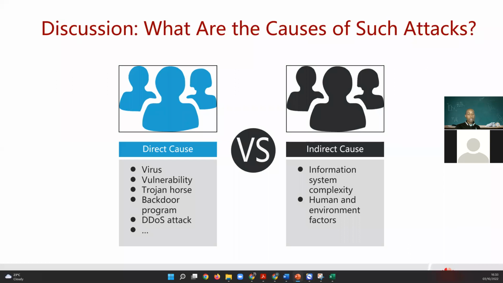One thing you need to remember is that these indirect causes will always be there, and they are the ones that assist the direct causes. For example, it is a human factor that will result in a virus. If you're like me, it's rare to go to any campus and hear that they have a virus-free computer lab.